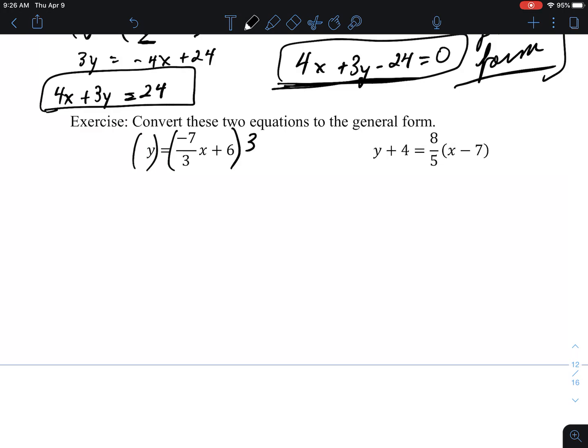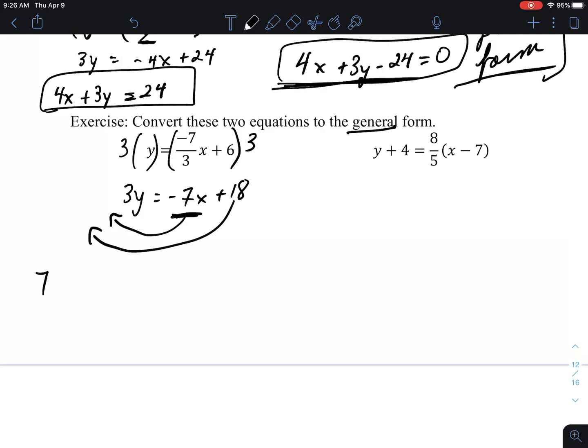Okay, so if we start with the one on the left, I'm going to multiply by 3, both sides. 3y is negative 7x plus 18. And if I'm going to put them in general form, the rule is that the x coefficient has to be positive. So I'm going to have to move this to this side and this to this side as well. So I'm going to get 7x plus 3y minus 18 is 0. So I hope you got that.